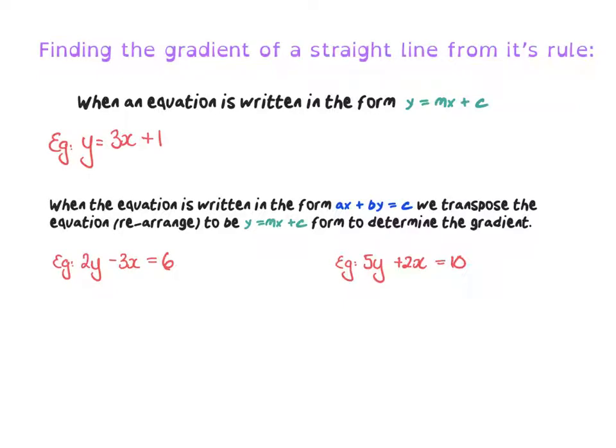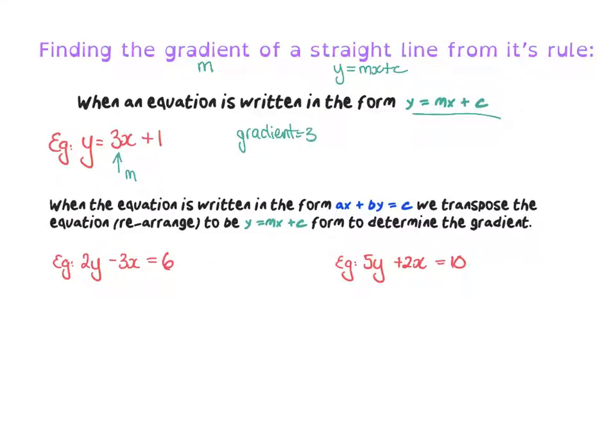Okay, now we're going to look at finding the gradient, or the m value, when the formula is in that format from the rule. So when an equation is written in the form y equals mx plus c, you can simply read off the gradient. We can see here that that's m, so we can say the gradient is equal to 3.